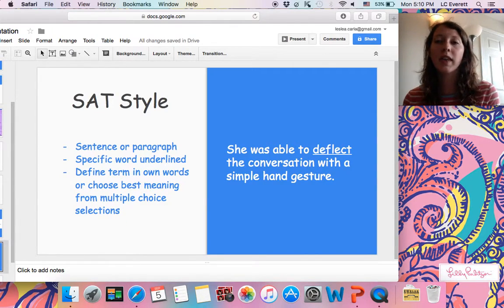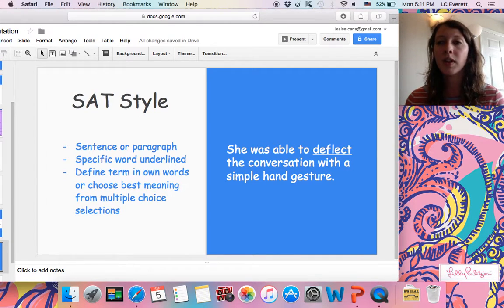And then this is the one that I thought of, like the SAT style, where you're given a sentence or a paragraph with a specific term underlined, and you would either define the term in your own words, or choose the best meaning from multiple choice selections. So this is just an example: She was able to deflect the conversation with a simple hand gesture, and the term is deflect. Students would then be tasked with defining in their own terms what the word deflect means based on the sentence they're given. They would just work through that, and you could look over and see how they did.